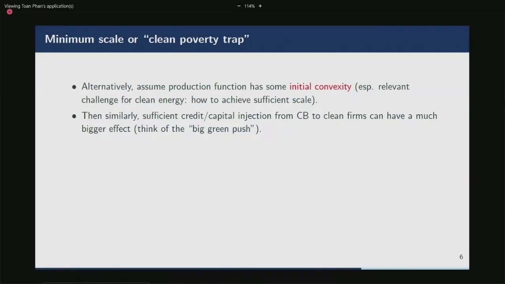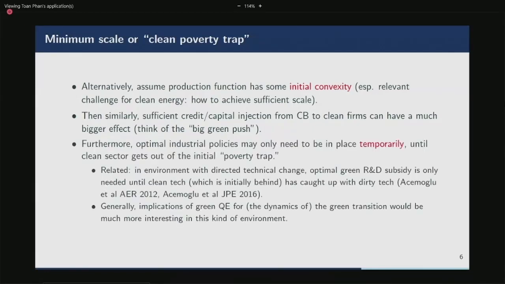I think it's relevant because for clean energy, how to achieve a sufficient scale is important, right? Then sufficient credit and capital injection from the central bank can help the green sector escape the poverty trap. The initial convex part can help. Think of it as the reduced form of the big green push, if you want. And then in that case, not only can the effects be bigger for the green QE, but also optimal green QE, or in general industrial policies, may only have to be in place temporarily until the clean sector gets out of the initial poverty trap, right?